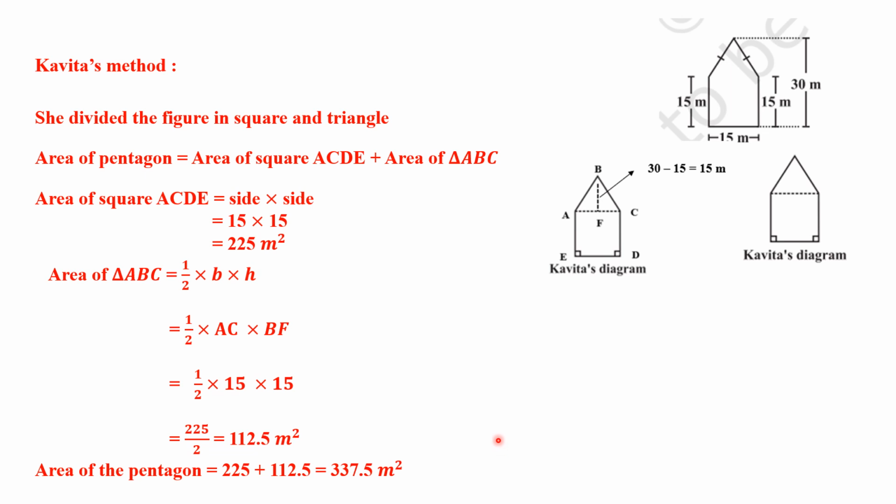Okay, so there are more than one ways to solve a particular problem. Isn't it? Jyoti's method was she divided the park into congruent trapezium, and what Kavita did, she divided it into square and triangle, but still the area remains the same.